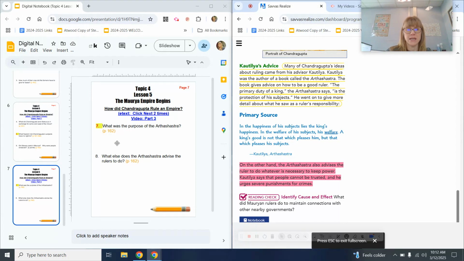Number 7. What was the purpose of the Arthashastra? You'll find that answer in this yellow circled paragraph. And lastly, 8. What else does the Arthashastra advise the rulers to do? You'll find that answer in this pink highlighted paragraph.